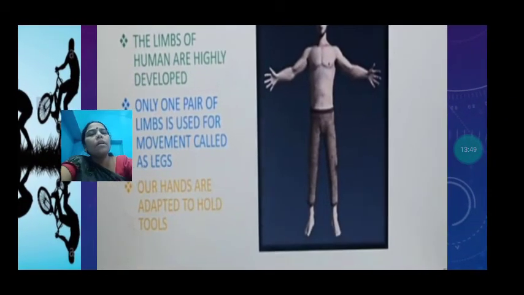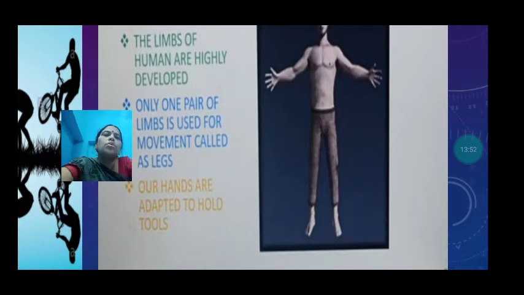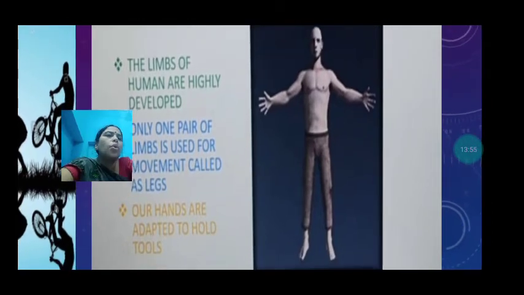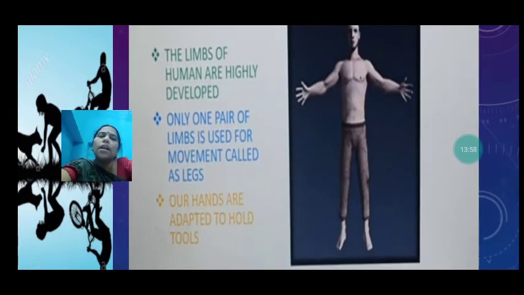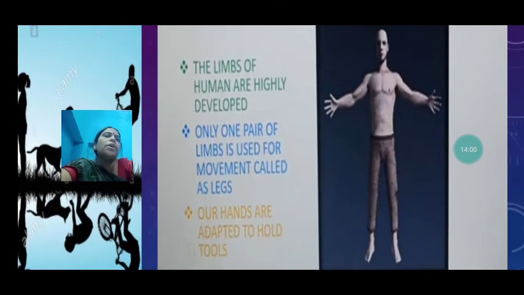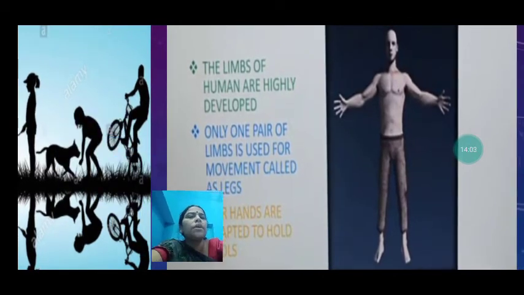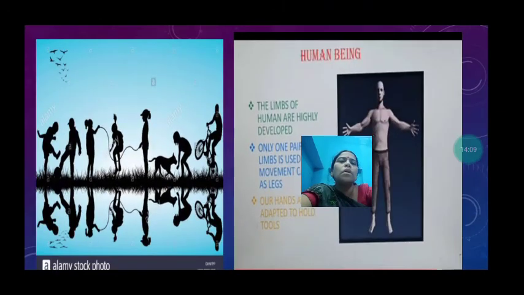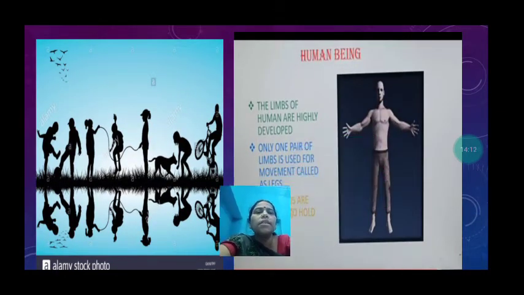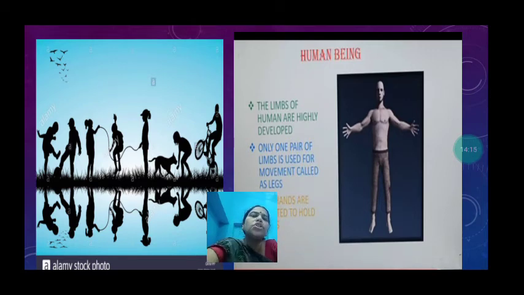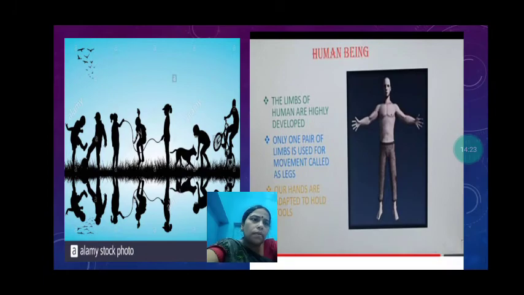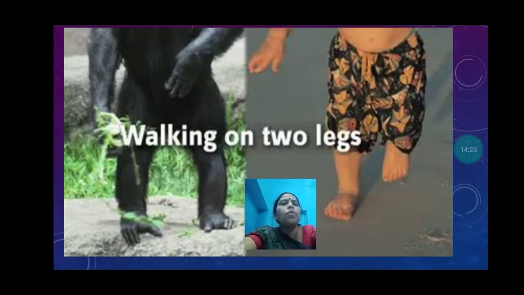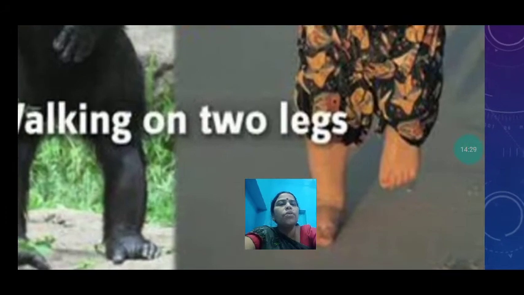Then our hands are adapted to hold tools. So our hands are used to hold tools or to do different kinds of work like eating, brushing, washing or writing. We use our hands, and the hands help in maintaining balance also. And the legs, you can see this leg, are used for walking, running, jumping, and cycling. Different kinds of work we do with the help of our legs. We walk on our two legs.